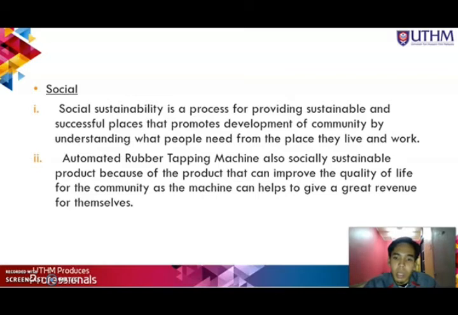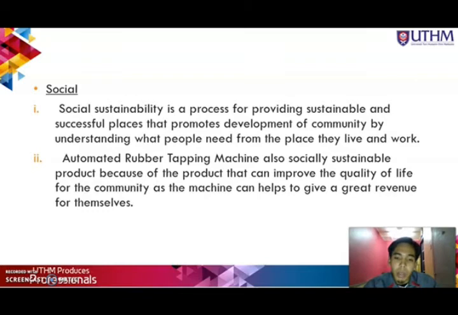sustainability is a process for providing sustainable and successful places that promote the development of community by understanding what people need from the place they live and work.